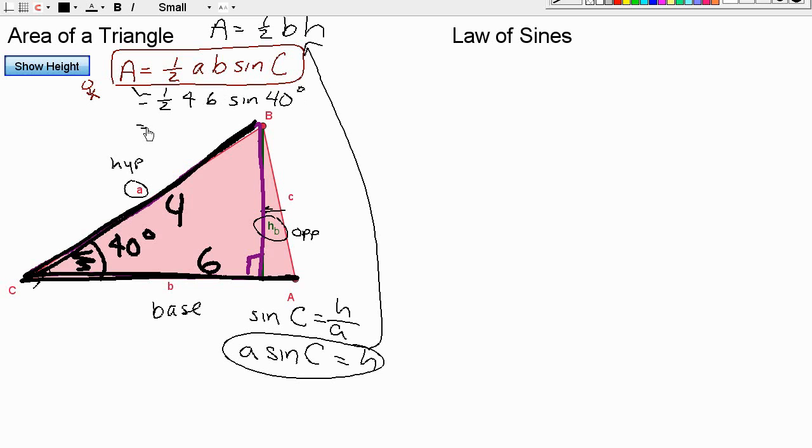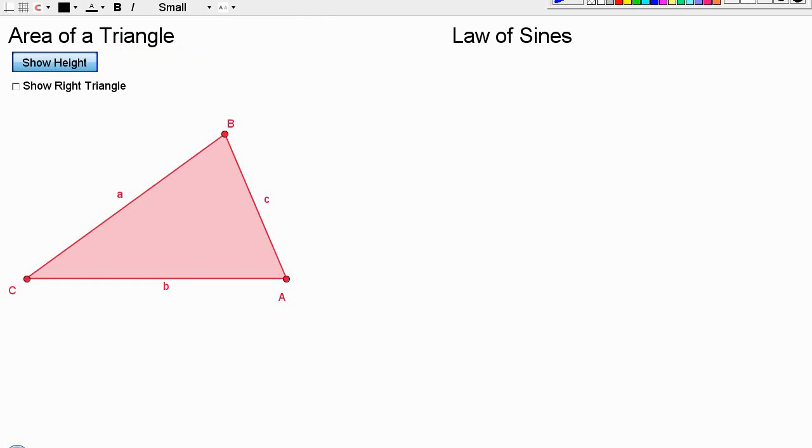And if I work that out with my calculator, typing it in, I get an area of 7.713 units squared. And there's the use of the new area of a triangle formula.